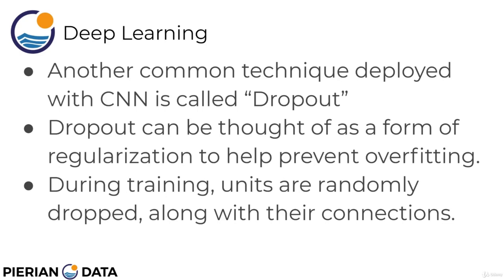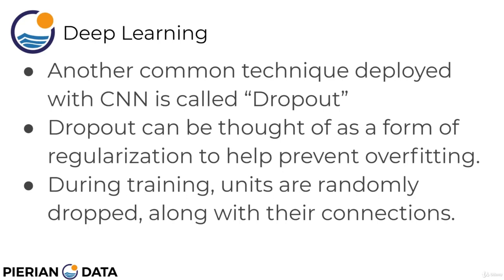Another really common technique to help out with the training time and overfitting problems a convolutional neural network could face is the dropout layer. Now, we've already talked a little bit about this, but dropout can be thought of as a form of regularization to prevent overfitting. The way it works is during training, units are randomly dropped, which essentially just means you turn them off. And you provide a percentage somewhere between 0 and 1.